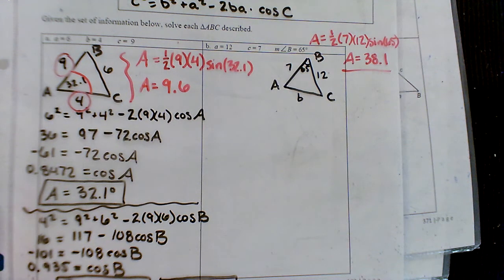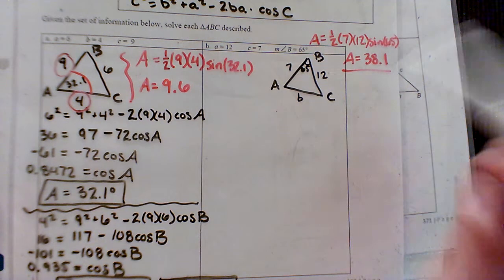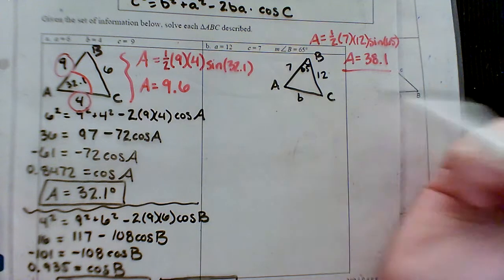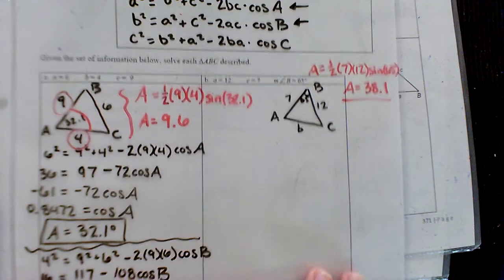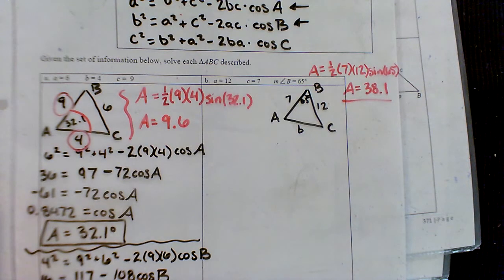Think about, okay, let's ask ourselves this. Do we know an angle and its opposite side? No. We know an angle, but we do not know its opposite side. So law of sines is a no-go. At least just now, it's a no-go. So we have to use the law of cosines somehow.